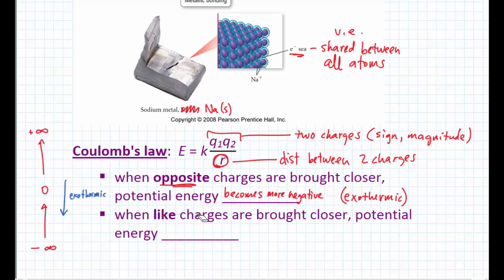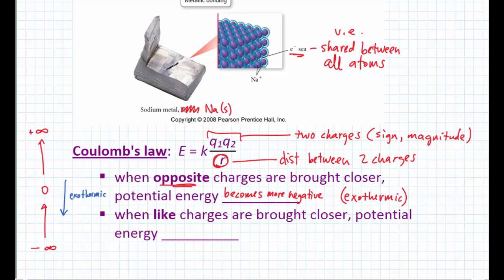What will happen with like charges? When we have two like charges, first of all, what would the sign of E be? What would the sign of the energy be if there are two charges that have the same sign? Yeah, it will be positive. So then when we have like charges that we're bringing closer together, are we going to be making it more positive, or are we going to be bringing it down closer to 0? What do you think?